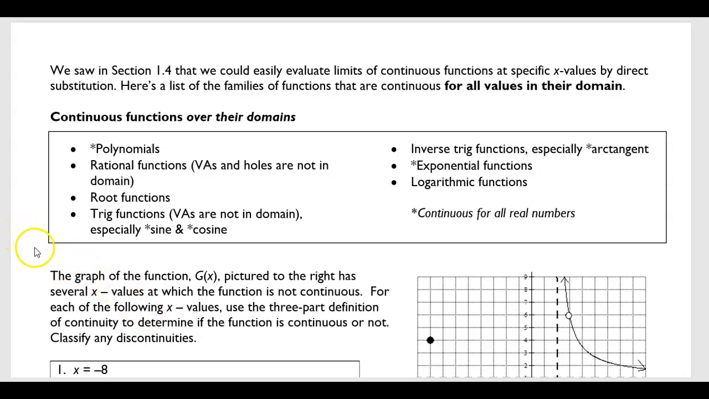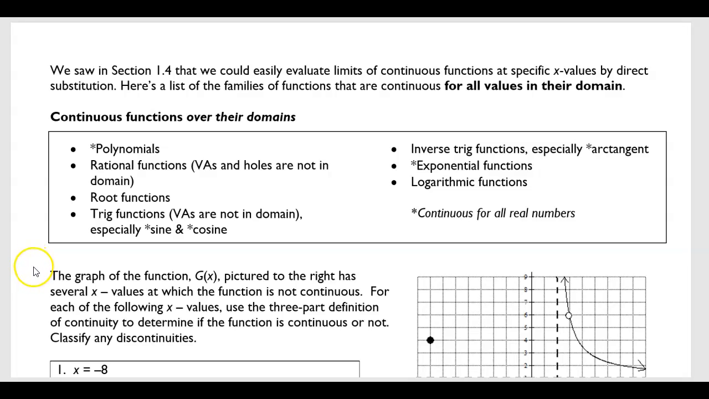In our last section, we saw that some limits we could find by just evaluating at a certain x value, and those were functions that were continuous at those x values. It was where we had discontinuities that we needed to do something else with the function, like factor and cancel.